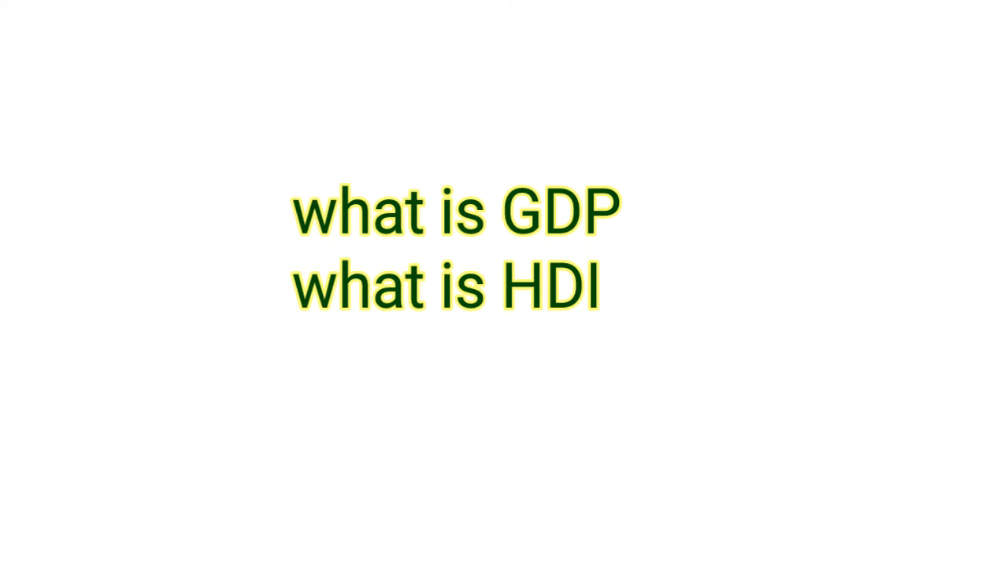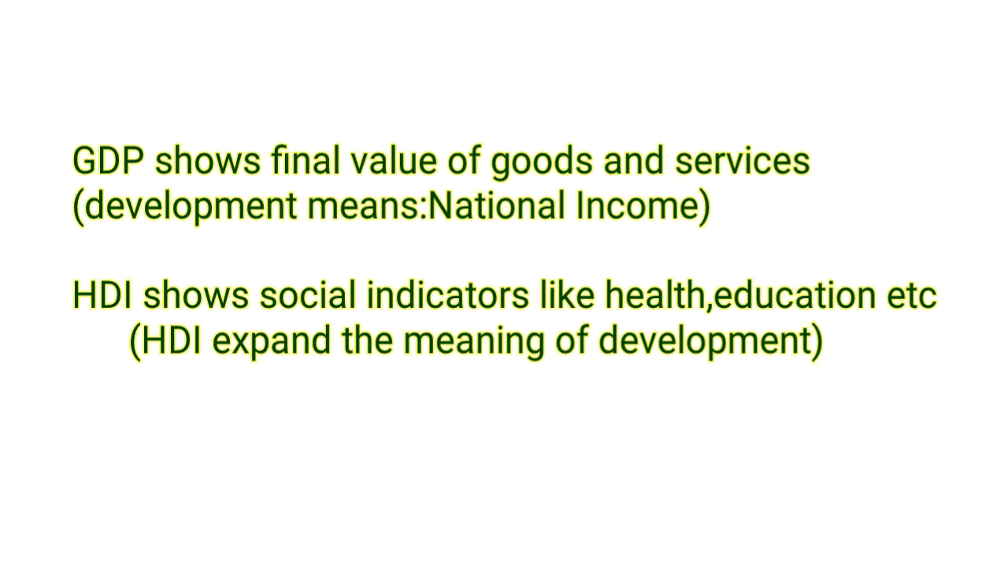You have already learned in previous chapters that GDP shows the final value of goods and services, and HDI shows social indicators like education, health and malnutrition, etc. As per GDP, development means national income, or income of the country, and as per HDI, development means improvement of social indicators like education, health, malnutrition. Okay, so here is a graph.